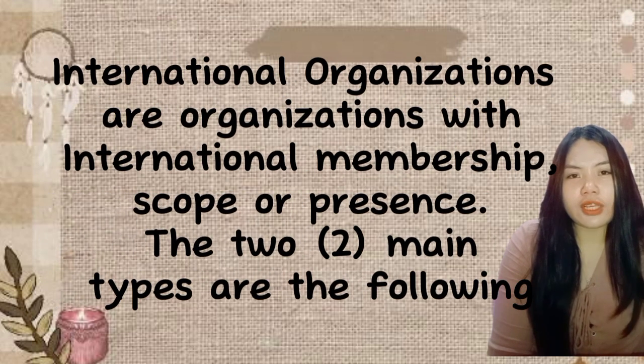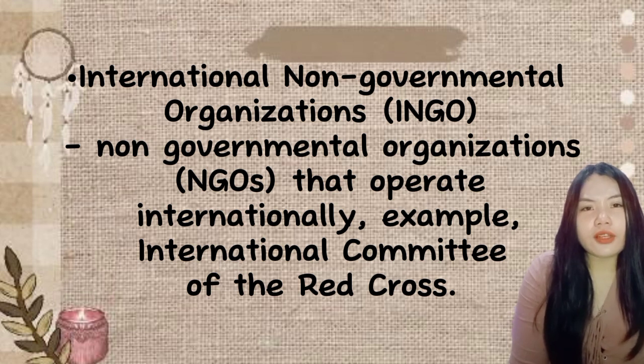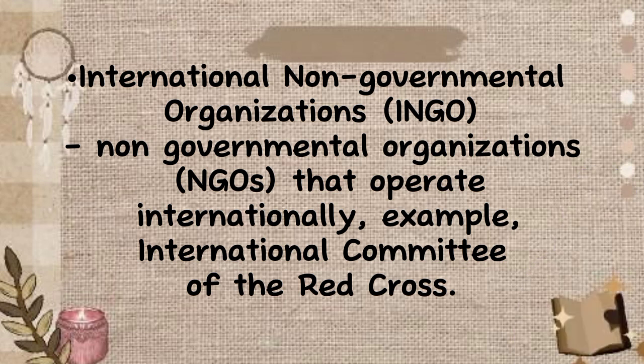Third, international organizations are organizations with international membership, scope, or presence. The two main types are the following. First, International Non-Governmental Organization, or INGO. These are non-governmental organizations that operate internationally. Example, International Committee of the Red Cross.